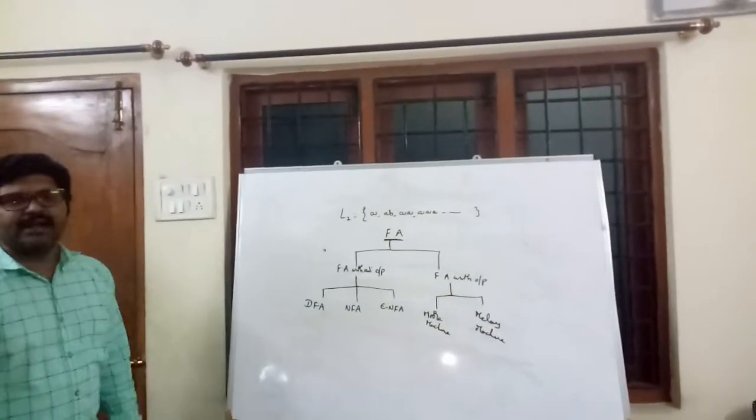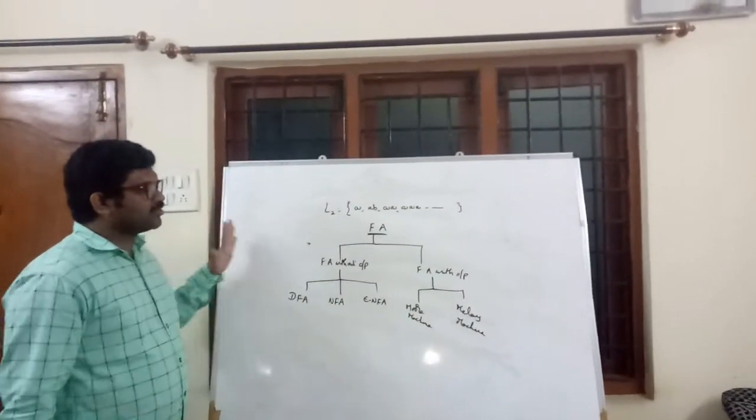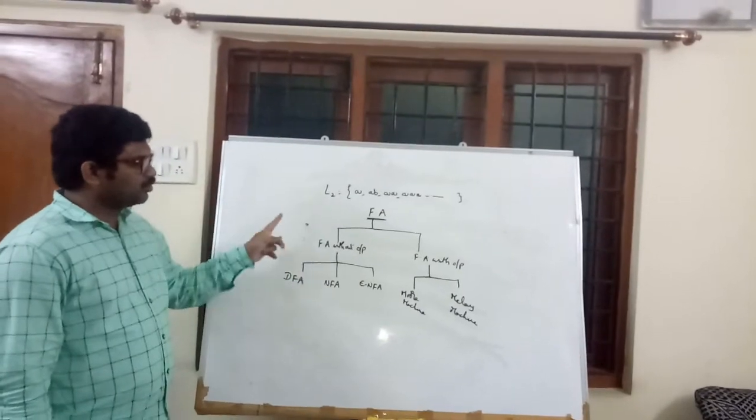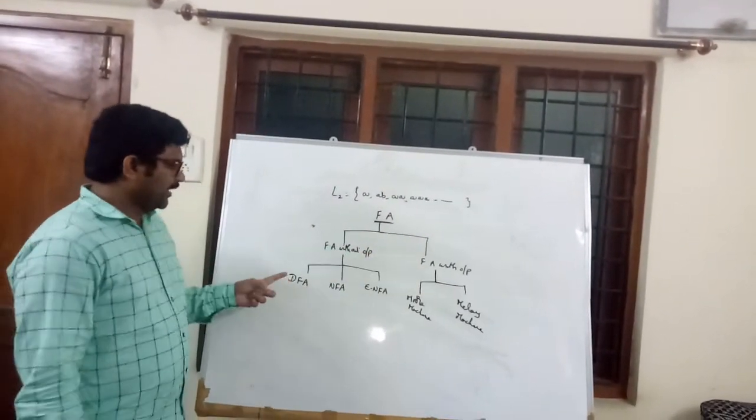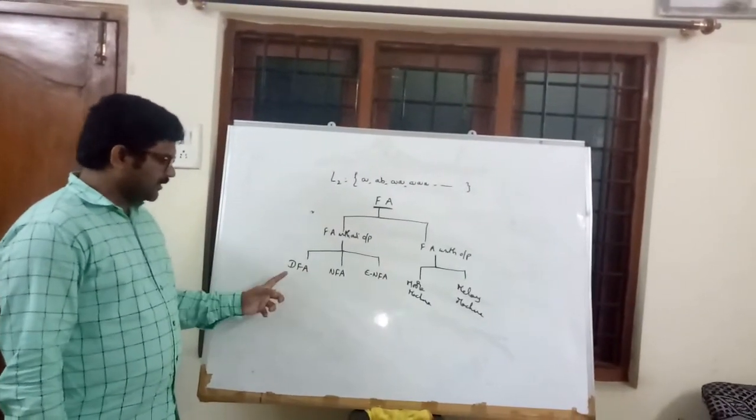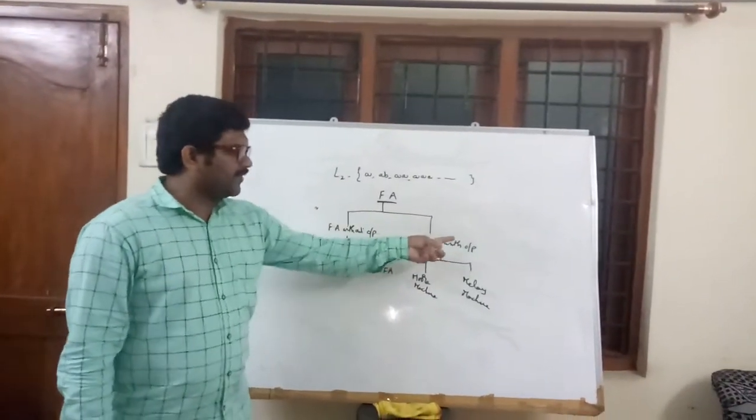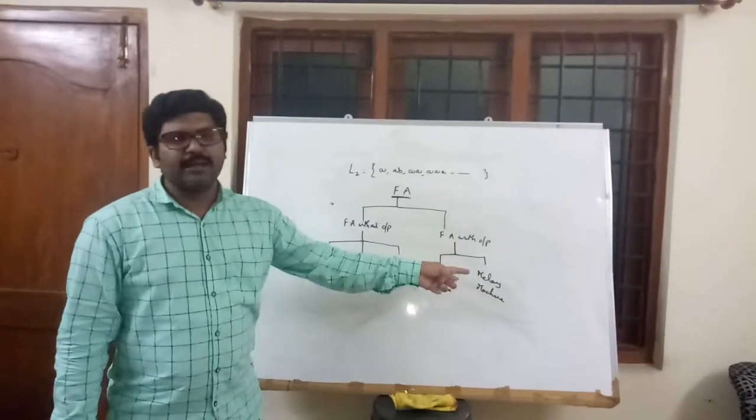Moore machine and Mealy machine. So this is the entire categorization of finite automata. Finite automata is classified into two types: finite automata without output and finite automata with output. Finite automata without output is again categorized into three types: DFA, NFA and epsilon NFA. And finite automata with output is categorized into two types: Moore machine and Mealy machine.